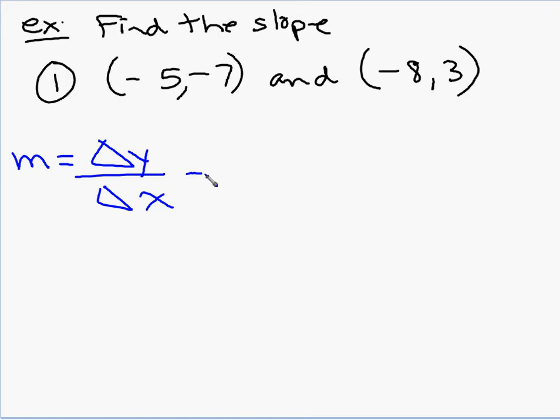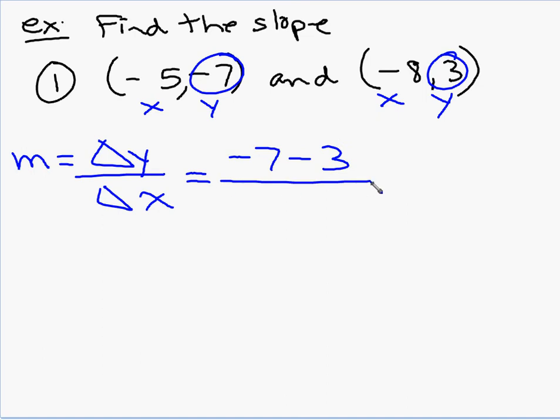All right? Now remember something. This is an x, this is a y. This is an x, this is a y. The most common mistake is getting the numbers switched around. So I'm going to start and I'm going to go negative 7 minus 3. Now if I start with negative 7 on top, then on bottom I have to start with negative 5. You have to go the same direction. Negative 5 minus negative 8.